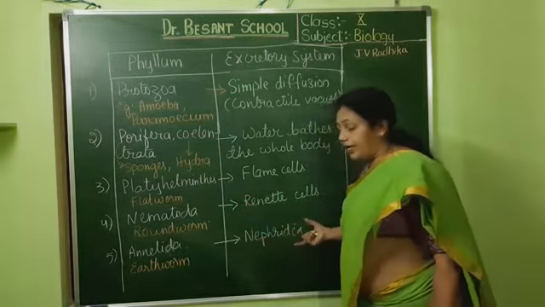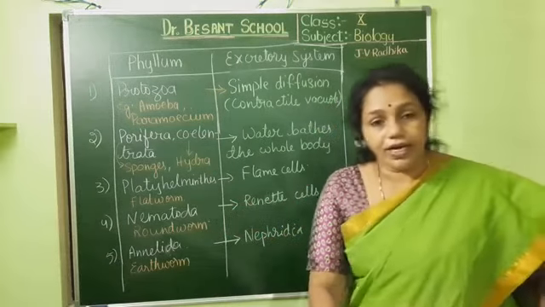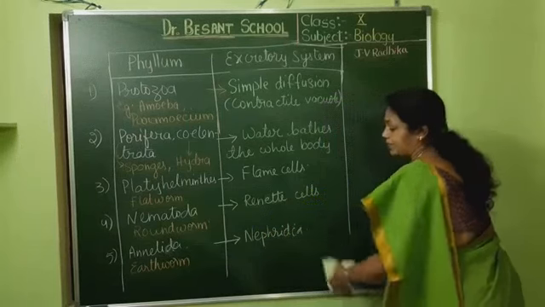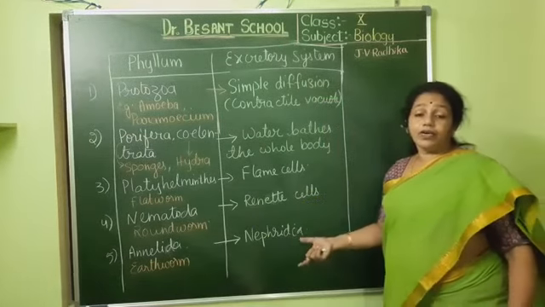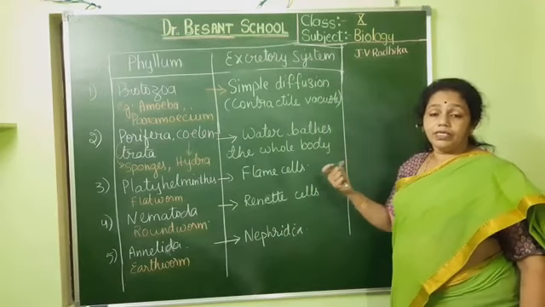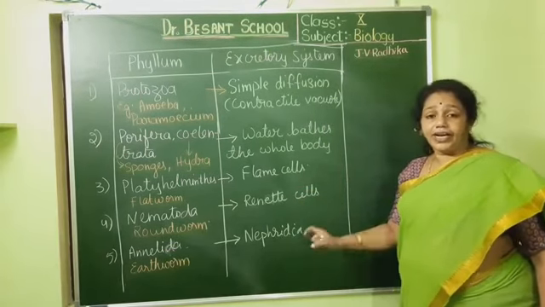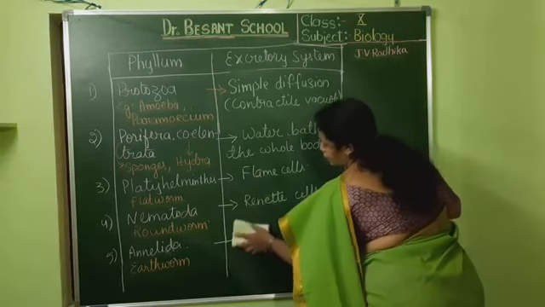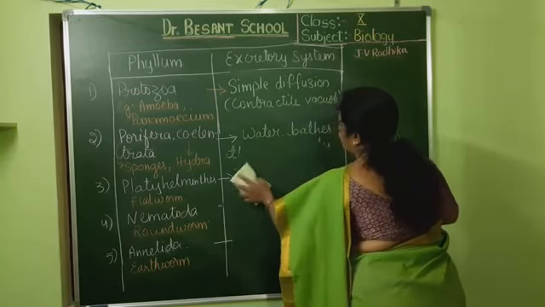Then Nematoda have renette cells. Then Annelida have nephridia, somewhat like our nephron but with a little change. These nephridia are present in each and every segment of the earthworm. It is all segmented, isn't it? So throughout those segments we can see these nephridia. In detail you should study in your intermediate if you take up biology.